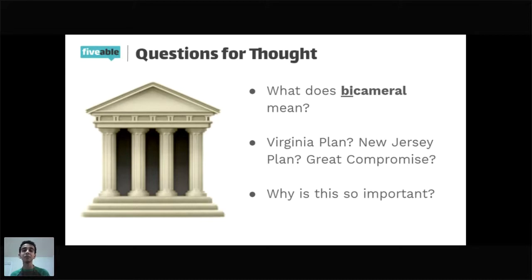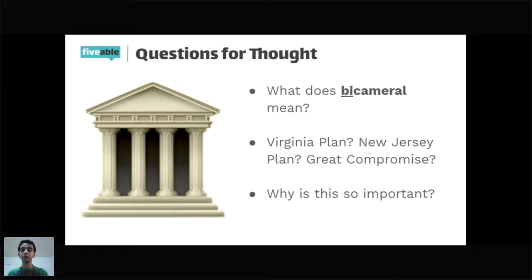So this was supported by the larger states because obviously the larger states had more of a population, so they wanted more representation in Congress. On the other hand, the New Jersey plan, they only wanted 1 house, and they wanted equal representation because the smaller states, if it was all based on population, they would never get any representation in Congress. So that was one of the main reasons why we decided to go with the Great Compromise.